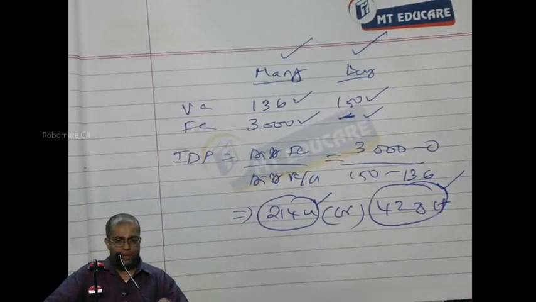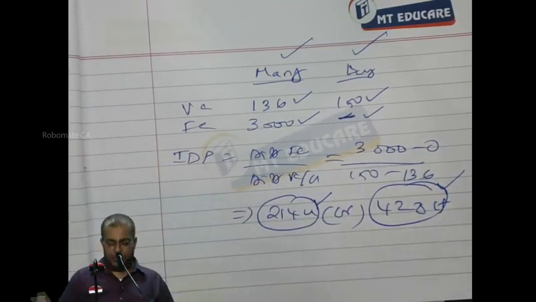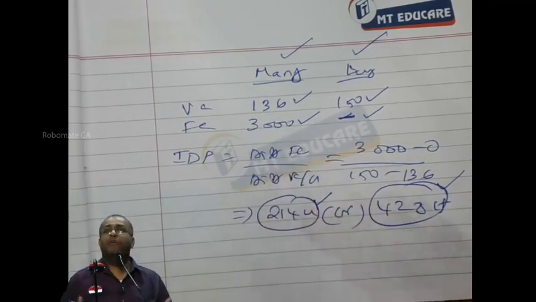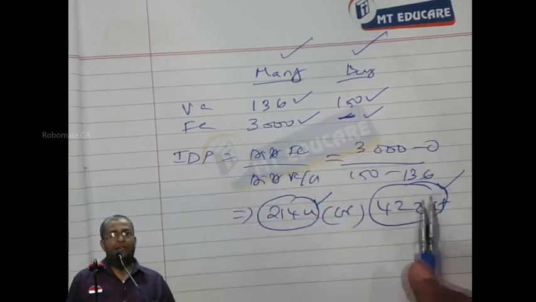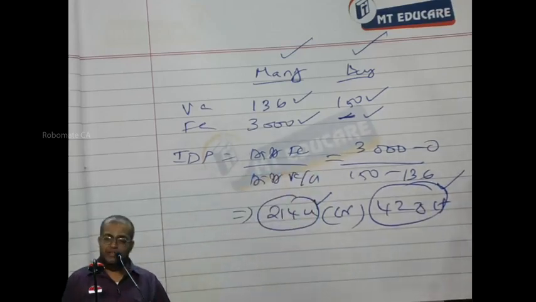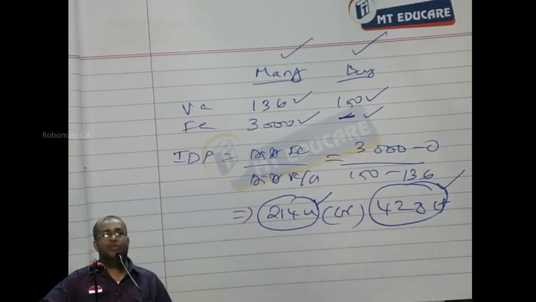It will be worth to commit 3,000 rupees fixed cost only when we have a workload of at least how many hours? 428 hours. Only when we have a workload of at least 428 hours, or how many units? 214 units.